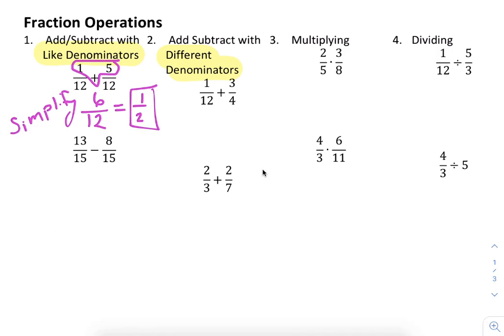That's my final answer. Now, they don't always simplify, but you do want to always check. All right, so second problem. I notice that they have the same denominator, so all I'm going to focus on is my numerators and my operation. So I have 13 minus 8 gives me 5. I keep the denominator that was 15, and I'm going to check. Can 5 simplify down with 15? Yes, I can divide a 5 out of both of them, and that's going to give me 1/3. That's my final answer. Okay?